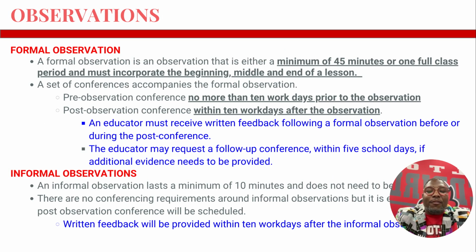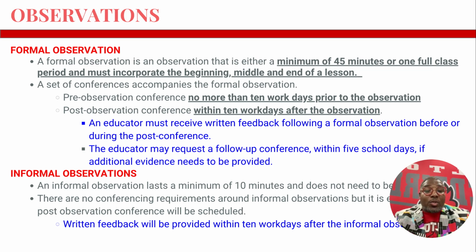Formal observation. A formal observation is an observation that is a minimum of 45 minutes or 1 class period and must incorporate the beginning, the middle, and the end of your lesson. There's a set of conferences that goes along with formal observations. There's a pre-observation conference that should happen no more than 10 work days prior. Then a post-conference should happen within 10 work days after.